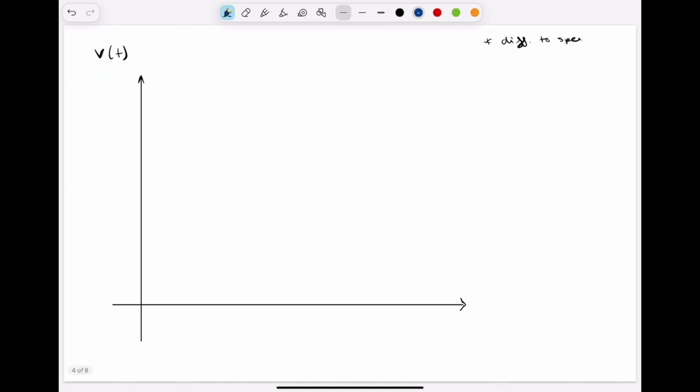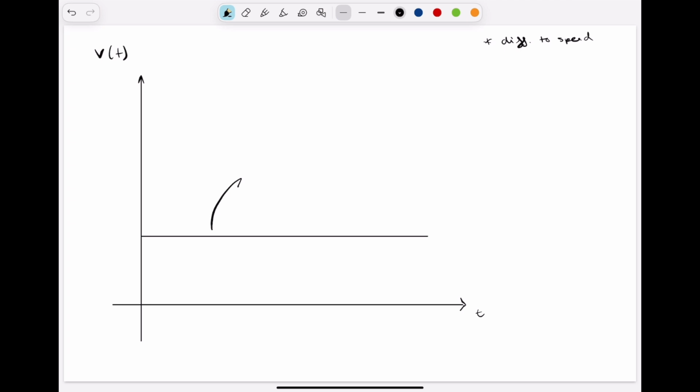Now let's move on to a graph of velocity. Well, let's say we have a constant velocity. What does that say about our acceleration? That means that our acceleration is equal to 0 because we're neither speeding up nor slowing down.